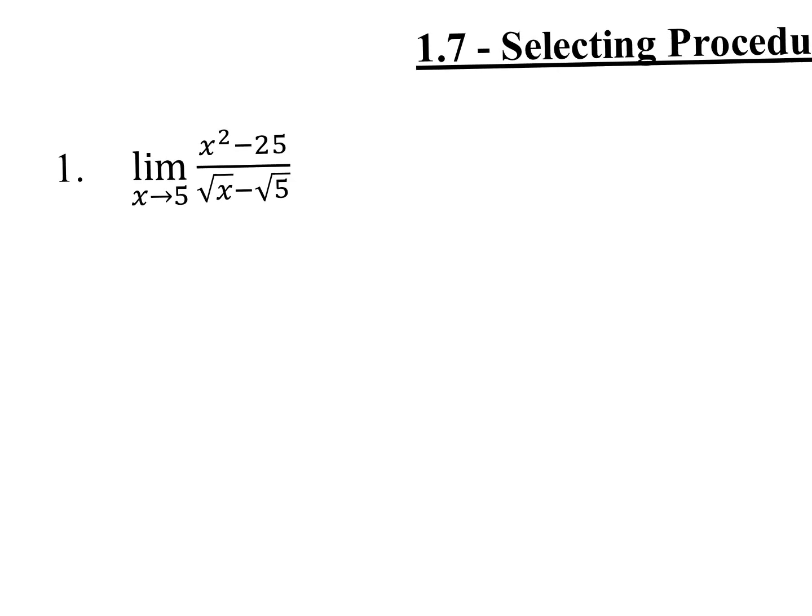And so that conjugate on this one would be what? Yes, square root of x plus square root of 5. Square root of x plus square root of 5. The conjugate could be from the top or the bottom. You're going to do whichever one has the square roots in it.